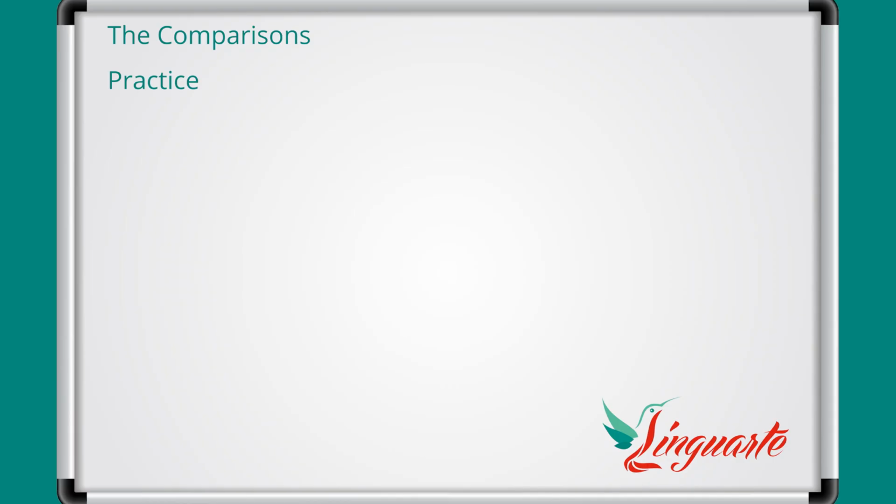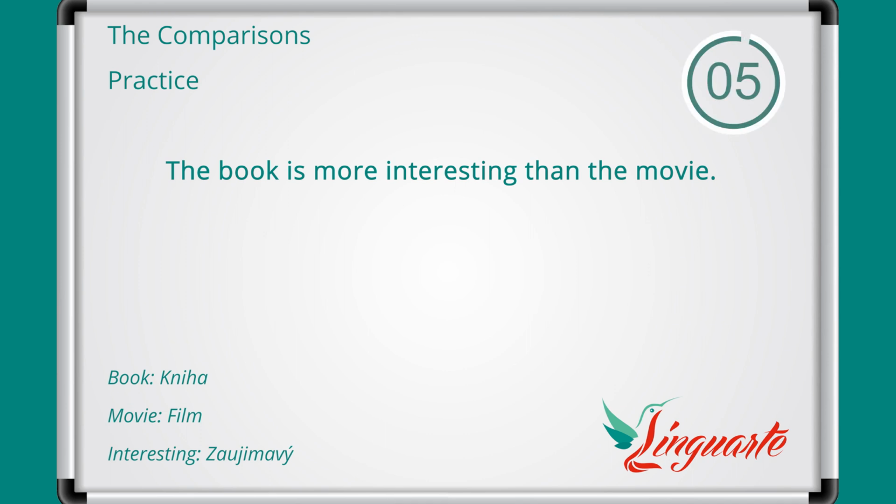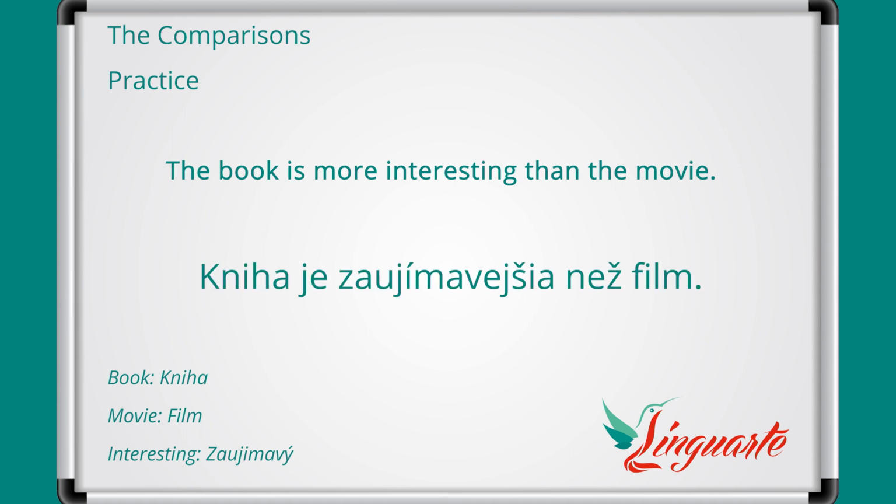Now is your time to practice. Try to make all three types of comparisons. The book is more interesting than the movie. Book in Slovak is kniha, movie is film, and interesting is said zaujímavý. Kniha je zaujímavejšia než film.